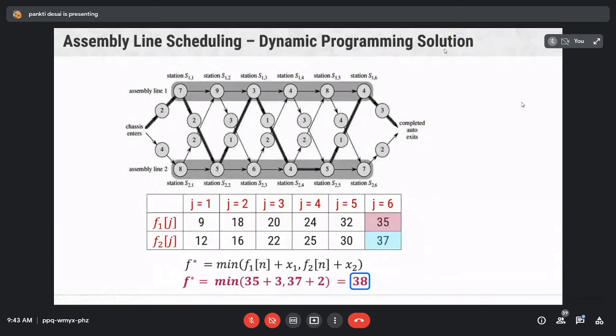Are all of you getting it? Do you understand what is happening? How to find the optimal solution and how to find the optimal path for a given assembly line scheduling problem? Yes, ma'am. Does anybody have any doubt in the assembly line scheduling problem?